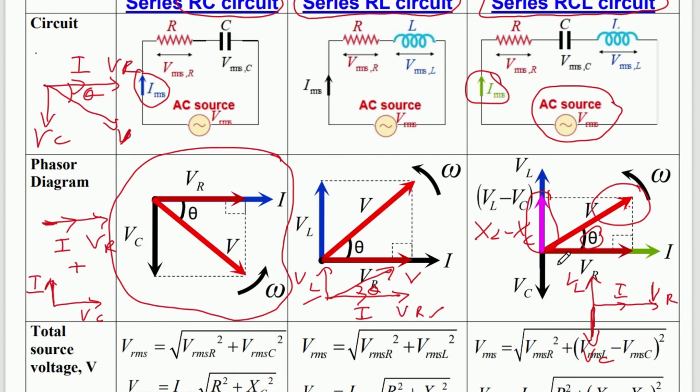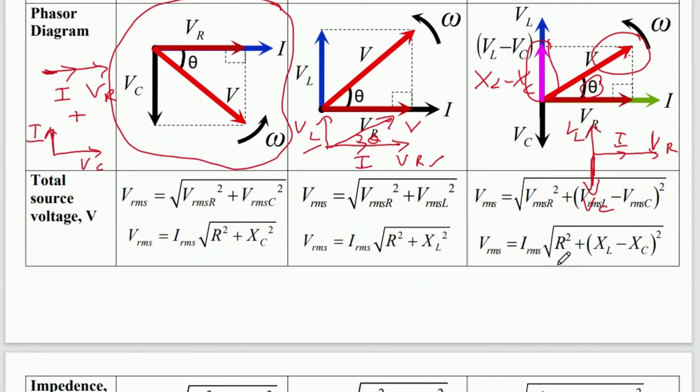Now we look at how to derive the equation for each circuit. For the total source voltage V_RMS, because in this circuit we have a pure resistor and pure capacitor, V_RMS equals the square root of V_RMS,R squared plus V_RMS,C squared. If you want to write it in terms of I and R, V_RMS equals I_RMS times the square root of R squared plus XC squared. So this is the equation for the total source voltage for the RC circuit.